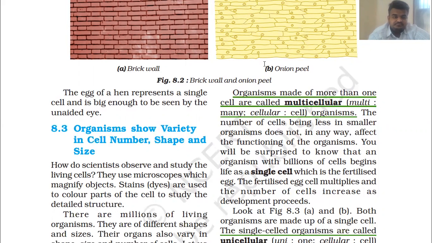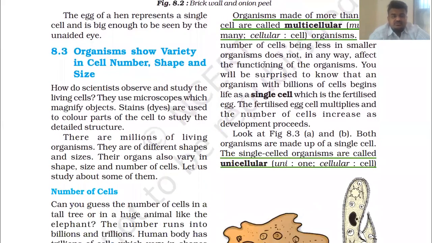But first, let's see something more basic, which we already discussed. How do scientists observe and study living cells? They use microscopes, which magnify or enlarge objects, because the cell is very teeny, a very small object. We just have to enlarge it to study it. Stains are used to color parts of the cell to study the detailed structure.